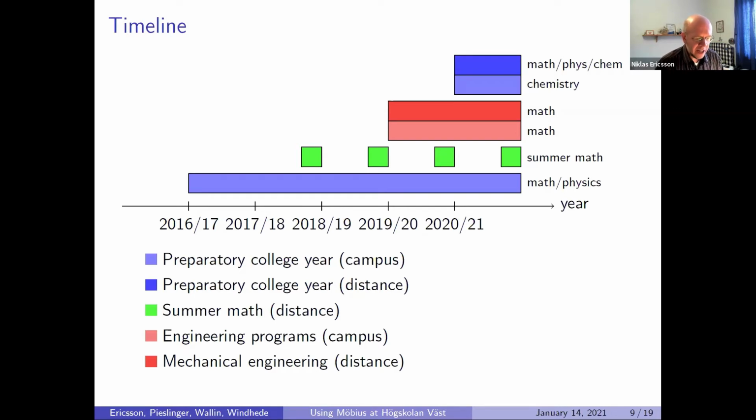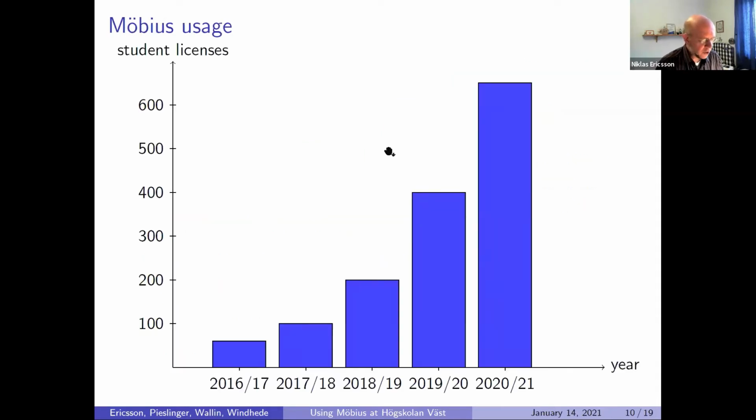There we also have a distance education program in mechanical engineering running from 2019, where we use Möbius a lot. Here you can see the development, just counting the number of students that use Möbius at our university. As you can see, we started on a very small scale. I think it was 60 licenses, the first trial that we had.